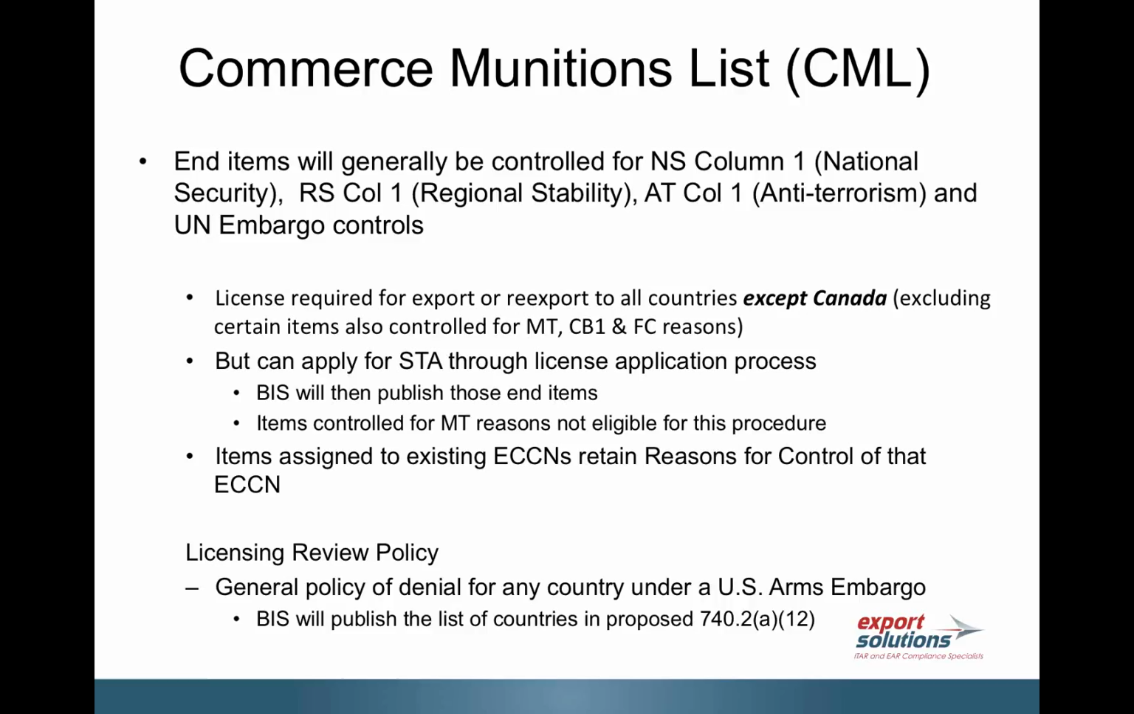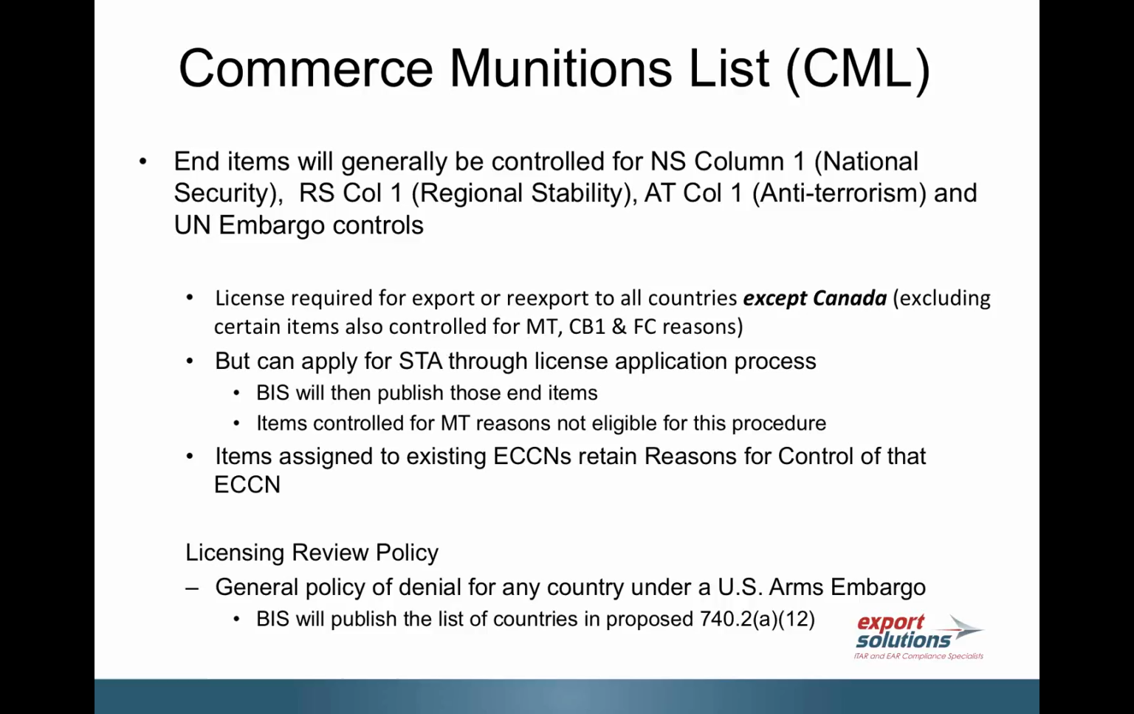We can apply, however, strategic trade authorization through the license application process. The Bureau of Industry and Security of the Commerce Department will publish those end items, and items controlled for missile technology reasons will not be eligible for this procedure. It's interesting that the things that used to be controlled by the ITAR are being controlled very similarly by the Commerce Department. So when we talked about one agency at some point eventually being over all of this, you could probably see the handwriting on the wall. It's probably going to be Commerce.